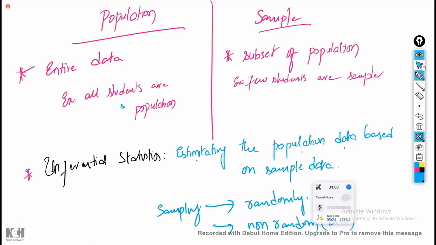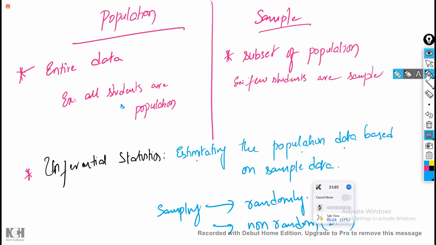But in the IT industry, particularly in the projects we work on, it is only random sampling. Is that clear? So based on the sample, we estimate the population, which is called inferential statistics.